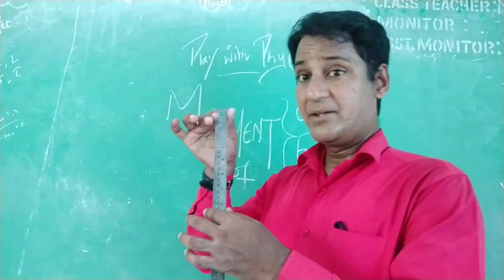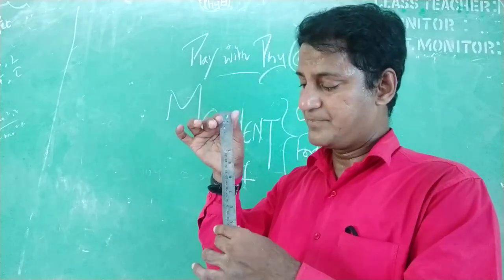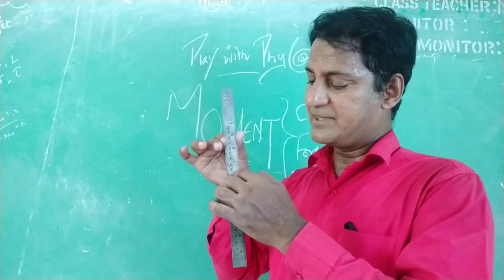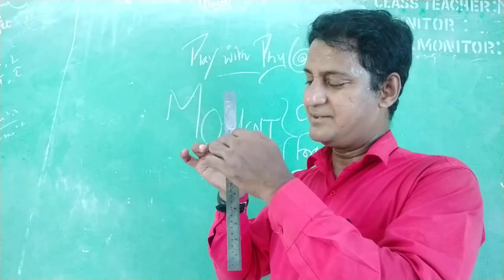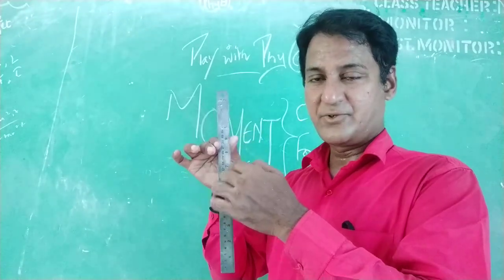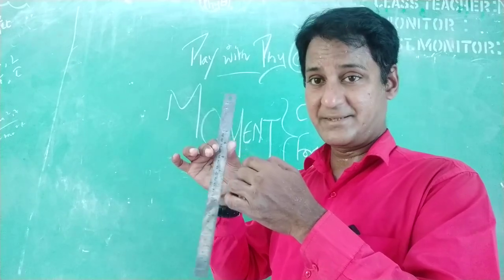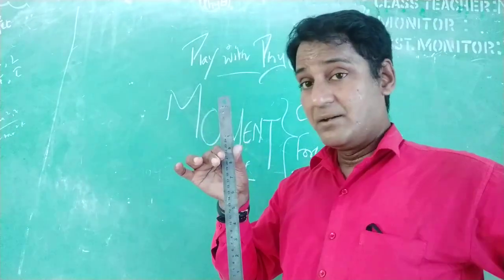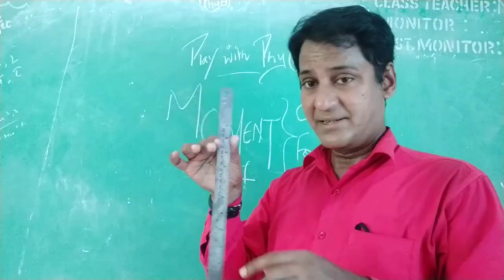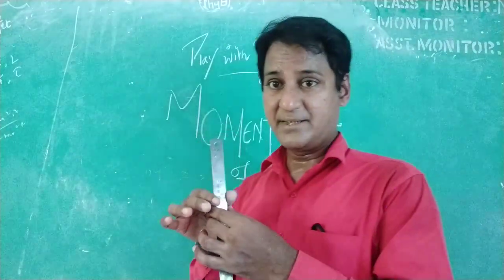So now the moment of inertia will be more. When I hold here, the distance between the center of gravity and this point is very small. So m into r squared, the moment of inertia, will be less. The mass due to rotation is less here. Thank you. I think you must have understood.